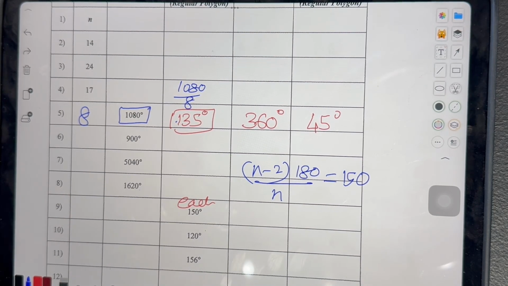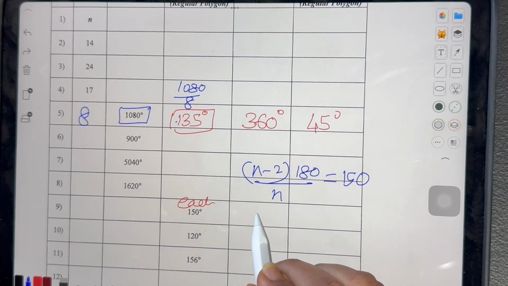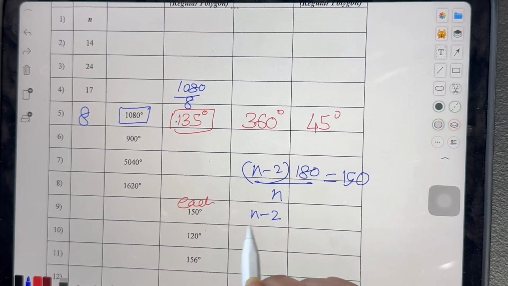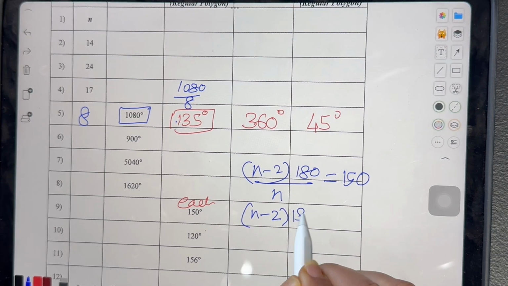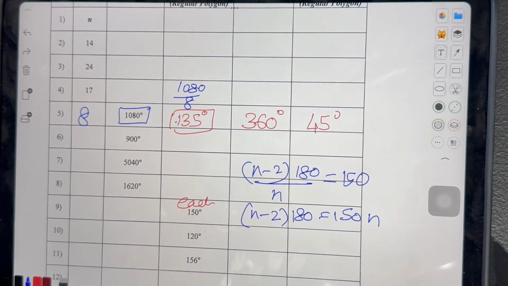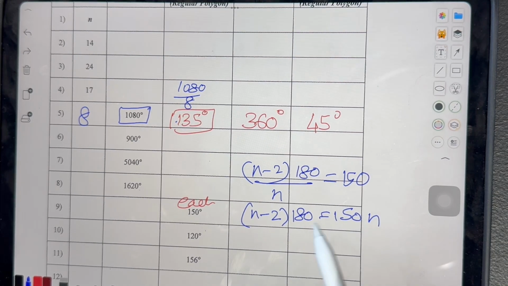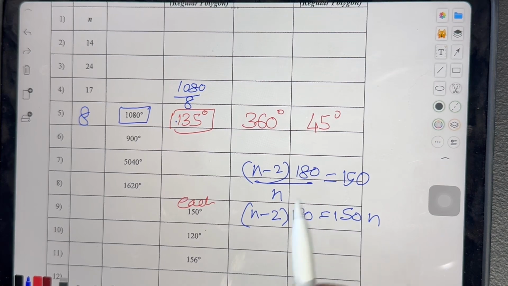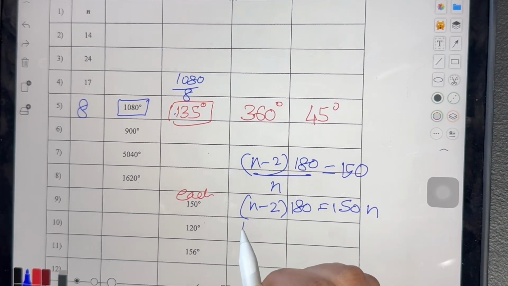Okay, so n we do not know. We have no clue what n is. (n minus 2) multiplied by 180 equals 150n. Cross multiplication. Now it's your choice: you can divide by 180 or you can distribute and solve it. I will distribute and solve it.